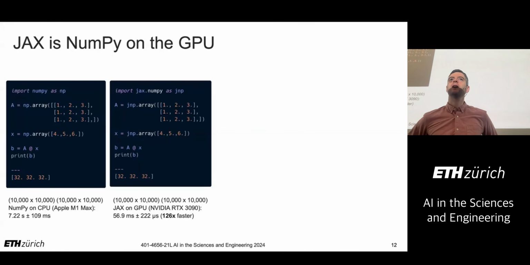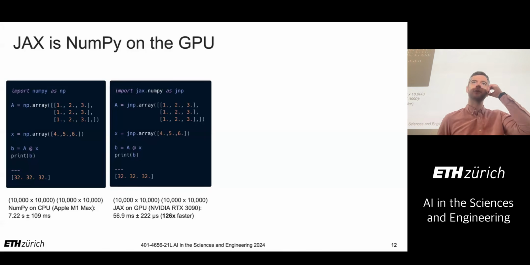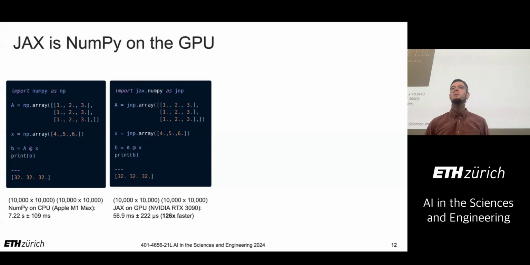So can anyone tell me why running a matrix multiply on a GPU is faster than on a CPU? Yeah, because you can do all the row and column products at the same time. So why exactly? What is it about a GPU that lets you parallelize? That's how GPUs are built. Who knows what the architecture of a GPU looks like, or how it looks different to a CPU? It's like hundreds of little cores.